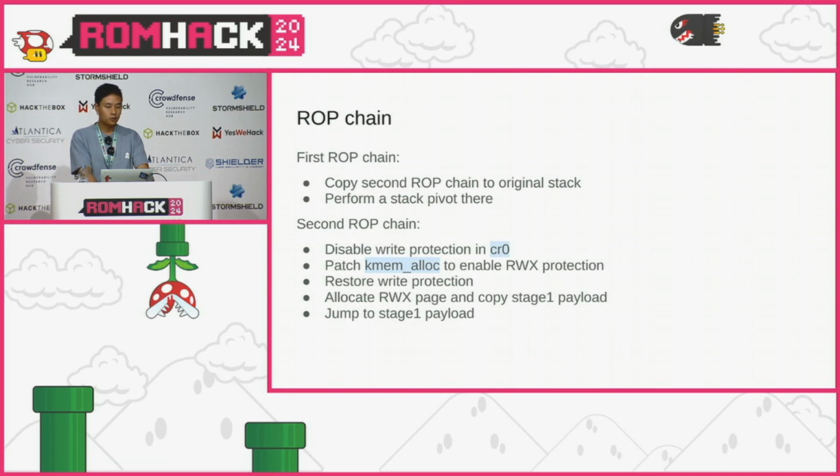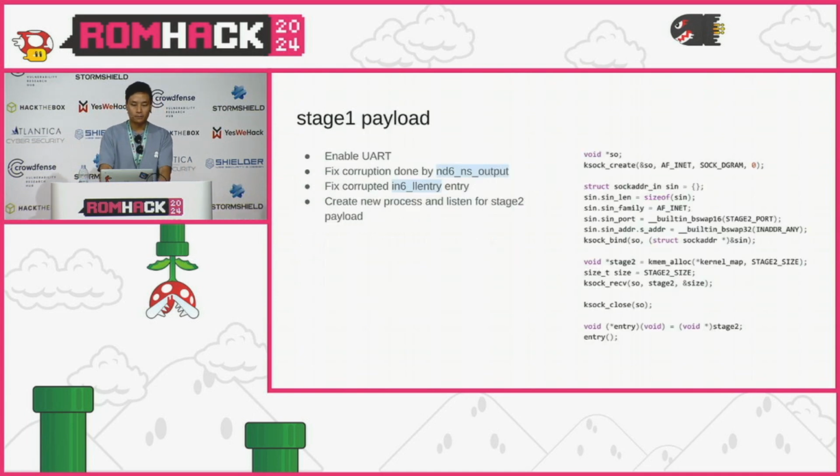And then the second ROP chain disables the write protection, patches the kmem alloc function to enable the RWX protection. Then it restores the write protection again, allocates an executable page, and copies in the stage 1 payload, and then it can just jump to the stage 1 payload. But the stage 1 payload is limited in size, as it needs to be smaller than the MTU. In our case, that's only 1,500 bytes.